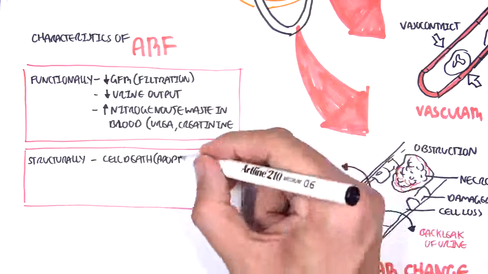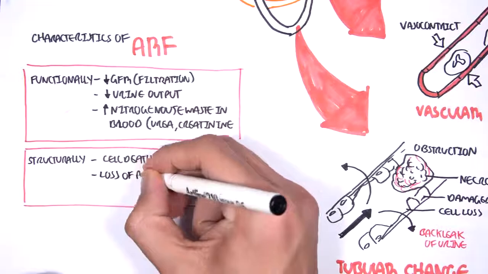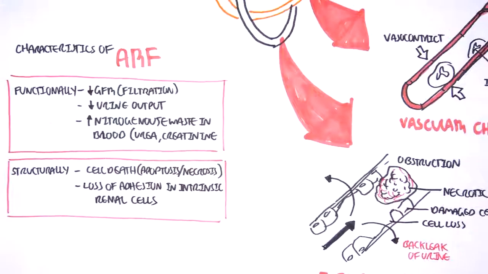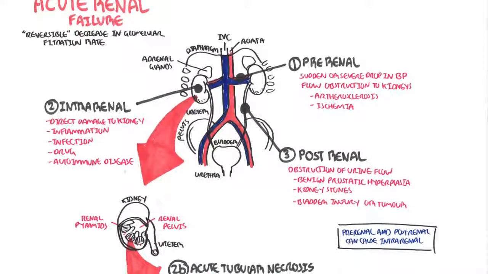Structurally, in acute renal failure, we have cell death due to apoptosis or necrosis, as well as loss of adhesion to intrinsic renal cells. And this will lead to obstruction and stuff like that. So that concludes the video on acute renal failure.